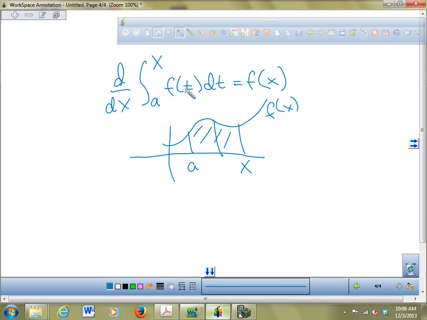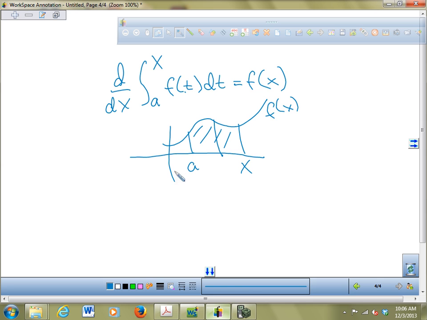The reason they have f of t dt right here is because you're plugging in this x as a variable. So the value of the integral changes depending on where this x moves. But what they discovered is that the derivative of the area under this curve is equal to the function itself, and the way you find that function is by taking the antiderivative of it. Does that make sense?